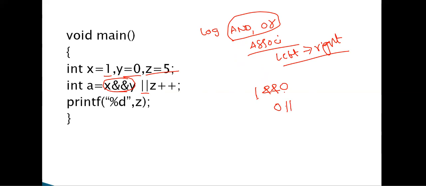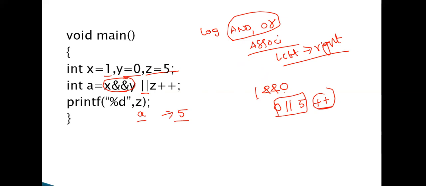Then 0 or Z plus plus. Okay. This is the post increment operation. What does the post increment operation do? First it performs the operation and lastly it performs the increment operation. So this increment is not performed right now. First, what is performed? 0 or 5. Generally, if you are printing a value here, most of the students print the value as 5.